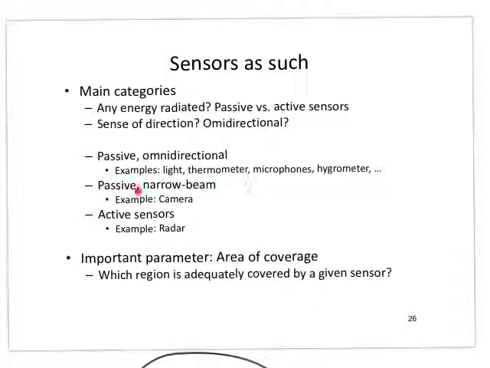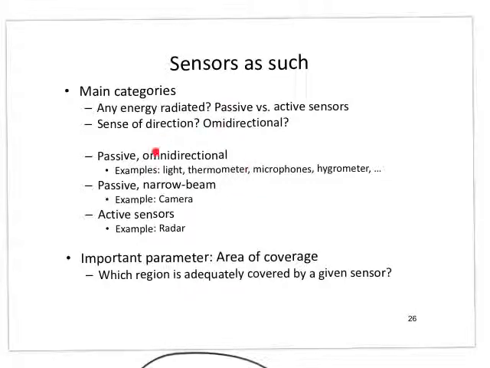Passive narrow beam or directive is the camera, of course. Active sensor is like a radar. A radar is some type of active sensor. So these two categories, or these two examples, are passive, one directional and one omnidirectional, and this is one example of an active sensor. Okay.